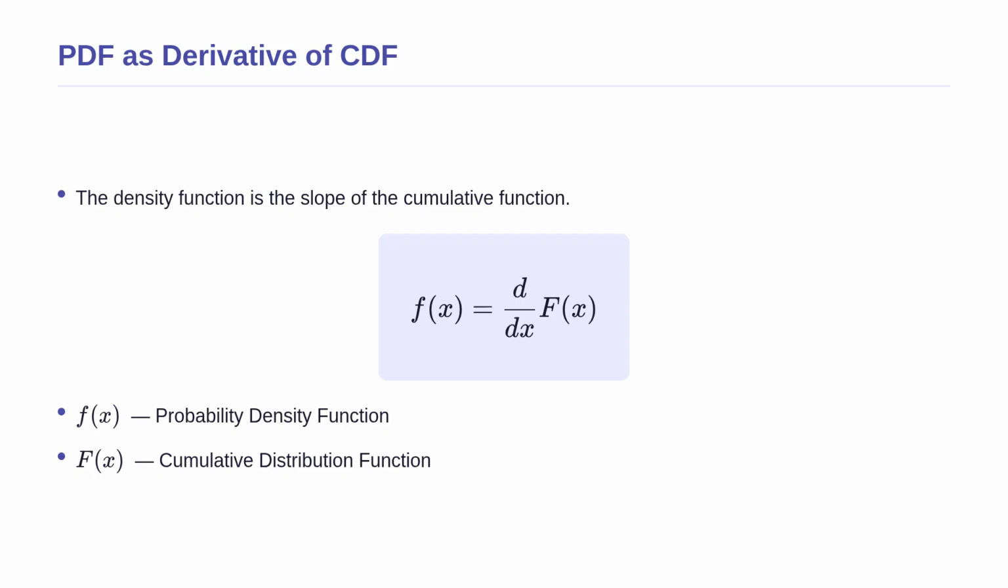This formula shows the reverse relationship between the two functions we just learned. If you already have the cumulative distribution function, capital F of x, and you want to find the probability density function, lowercase f of x, you simply take the derivative of the cumulative function with respect to x. By the fundamental theorem of calculus, the rate at which the accumulated probability is growing is exactly equal to the density at that point. This means the density function is just the slope of the cumulative function. If the cumulative probability is rising steeply, the density is high.